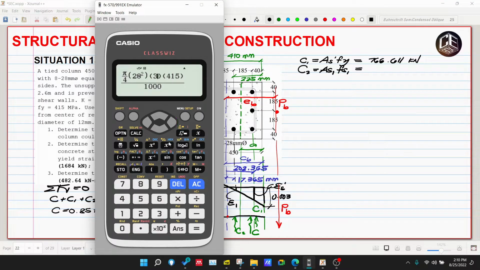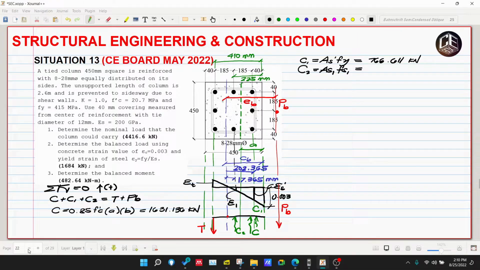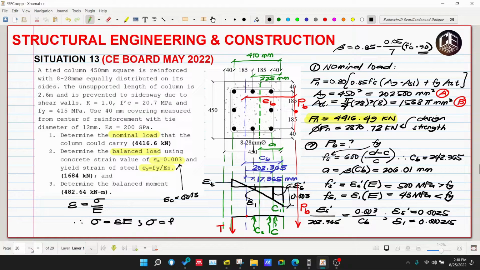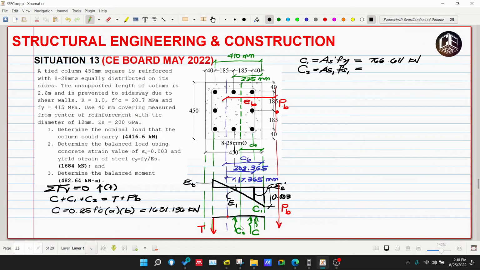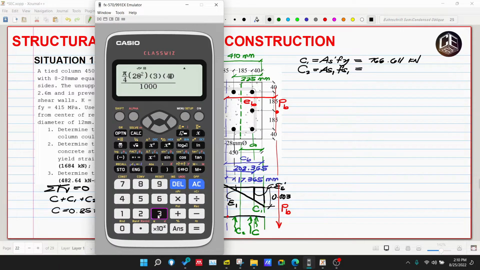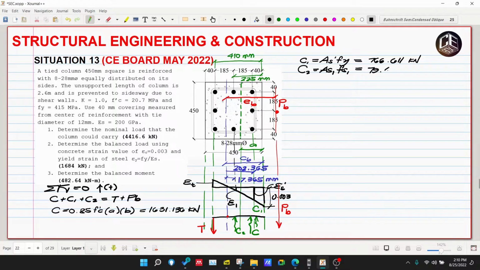Dalawa, hindi ba? Then, ang gagamit natin na tensile strength is ilan? 43 megapascal. So, 79.432 kilonewton. Then, para naman sa ating tensile force na T, this is equivalent to AS multiplied by Fy.